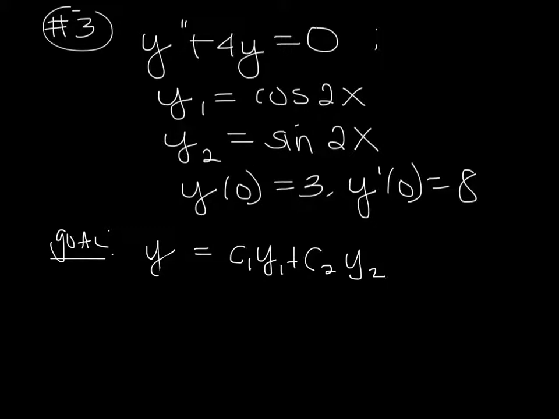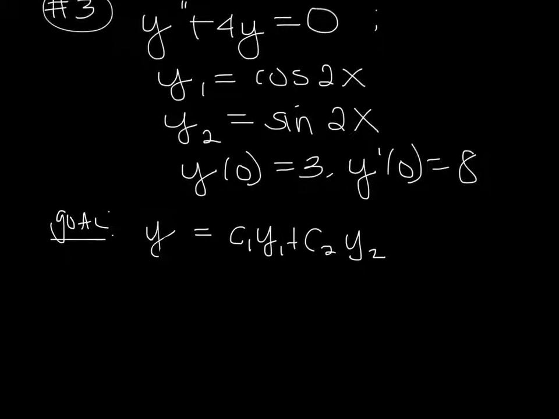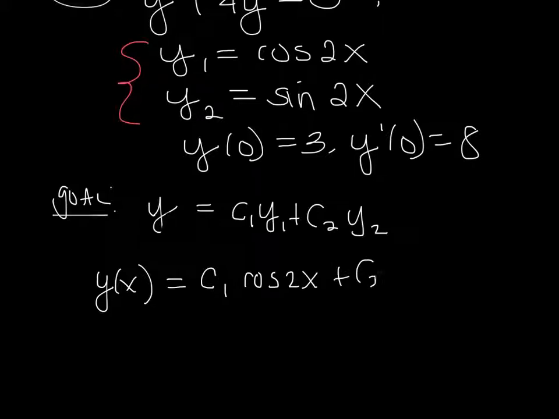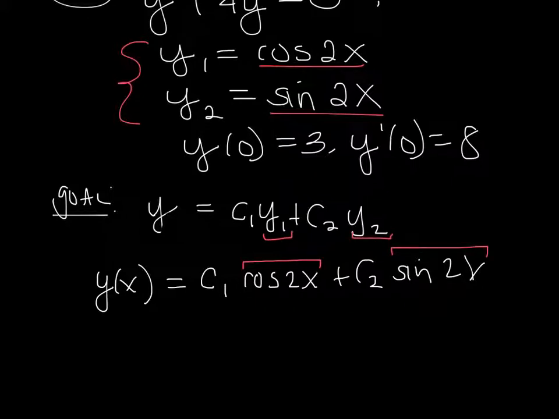Okay, so two main steps. We need to find our general solution prior to our particular solution. The nice thing here is we're given our y1 and y2, so we already know what the general solution looks like. We can say y of x equals c1 times cosine of 2x plus c2 times sine of 2x, right? I'm given these, so they're right here. There's my y1 and there's my y2, so, check.